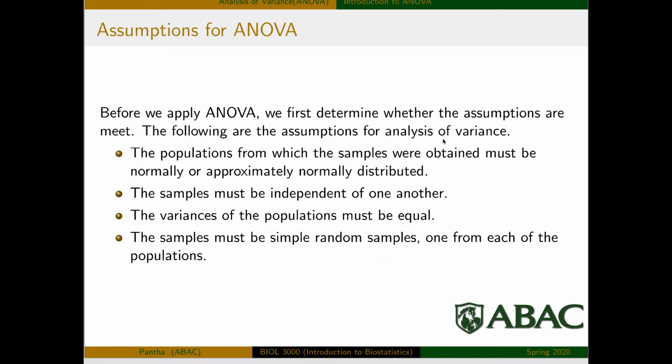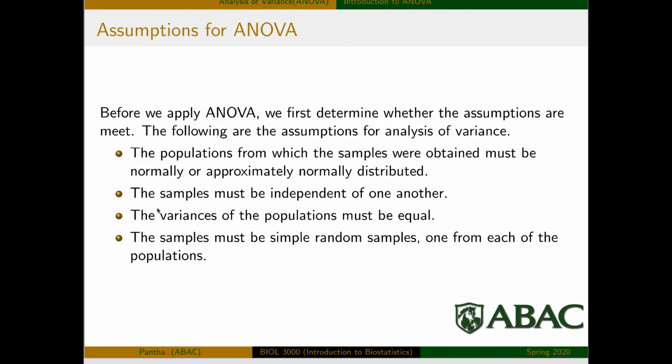Similar to those problems, in ANOVA we also have some assumptions. The number one assumption is that the populations from which the samples are obtained must be normally distributed or approximately normally distributed. If they deviate slightly from the normal distribution, you are okay to use it. But if they deviate very much from the normal distribution, then you should not use this ANOVA test. At the end of one-way ANOVA I will discuss in which situations we use ANOVA and in which we don't.